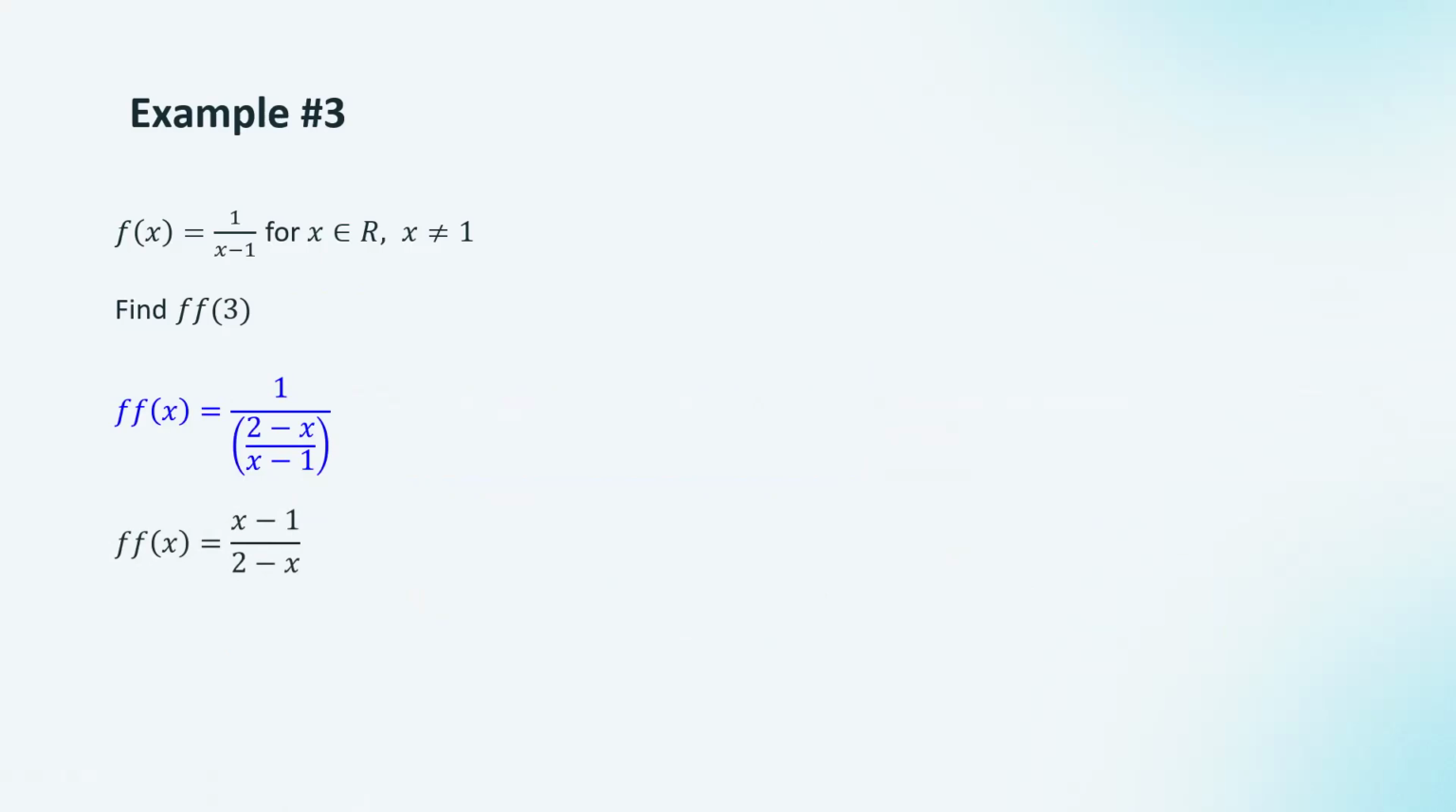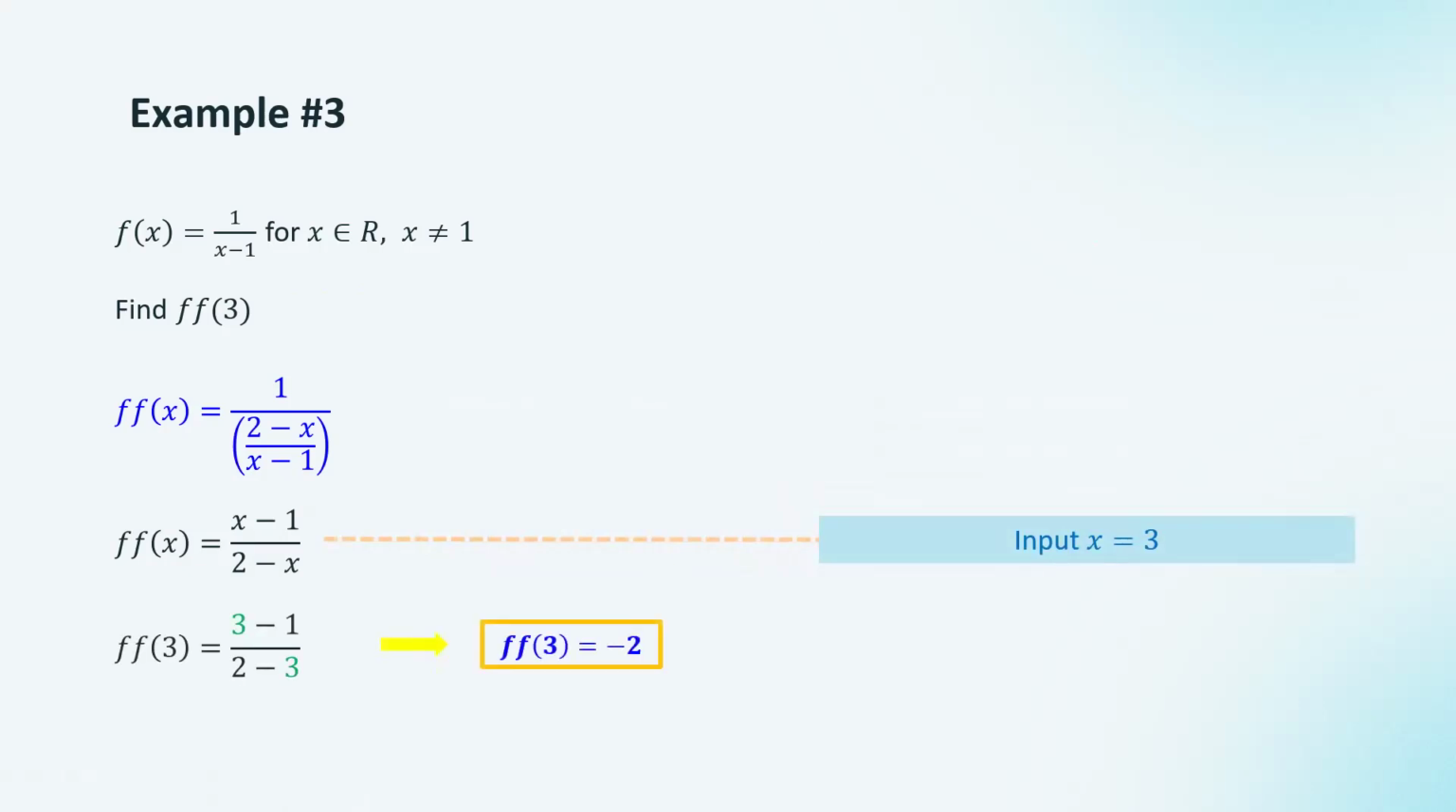And now we can try to input x equals 3, and we get that f(f(3)) is equal to minus 2. Again, if you are being asked to simplify the composite function, then you need to simplify. If it's not, then you don't need to simplify it.